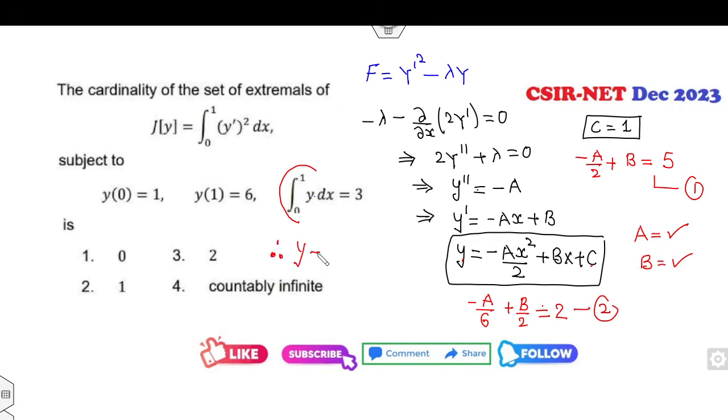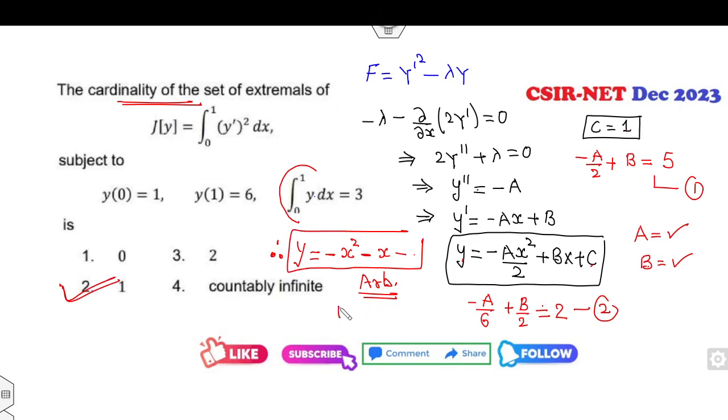What is the conclusion? You can get a unique answer of a, a unique answer of b, a unique answer of c. That means these are the coefficient of x square, the coefficient of x, and the constant. How many arbitrary constants are involved in the final solution? That's the cardinality. There is no arbitrary constant obtained. That means the solution is unique. That means the right answer is A, C, B. That's my right answer of this problem.